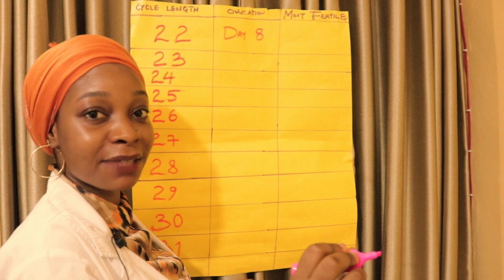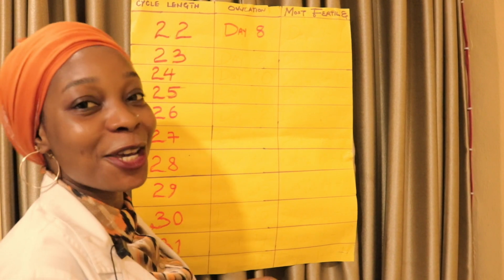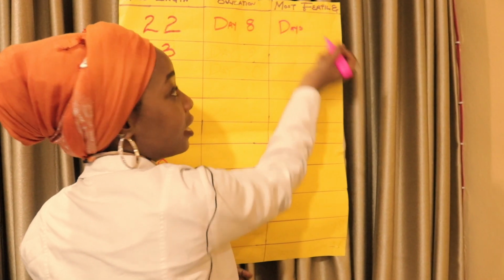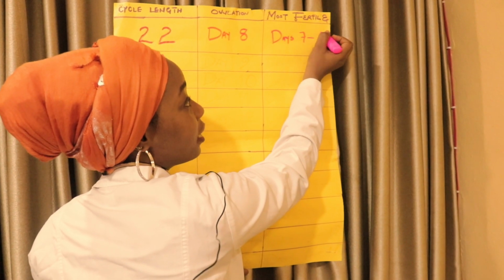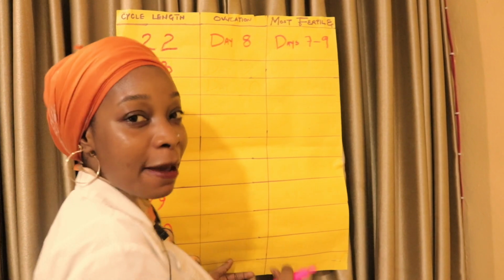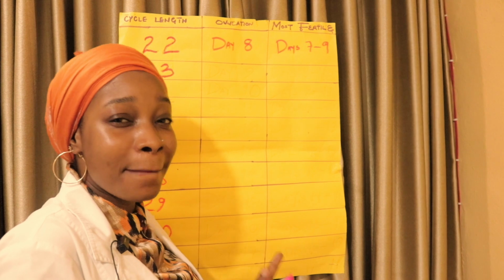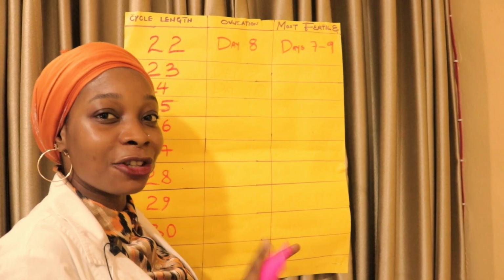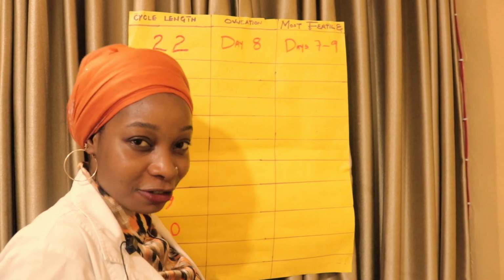Two weeks before your next period is your ovulation day, so it's going to be day 8. And your most fertile days are going to be from day 7 to day 9. Remember, you are counting this from the first day of your menstruation. You are counting all these days, your ovulation day, from the first day of your menstruation.